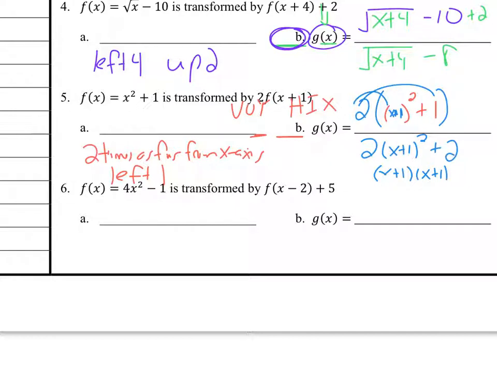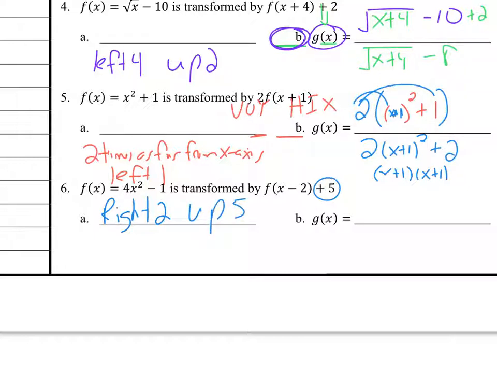So we have f of x equals 4x squared minus 1 is transformed by minus 2. That's going to be horizontal because it's inside, and here is the vertical outside. So the minus 2 inside, horizontal, is affecting the x's, so it's going to move it right 2. Don't forget it's opposite, so this is right 2. And then that plus 5 is going to move it up 5.